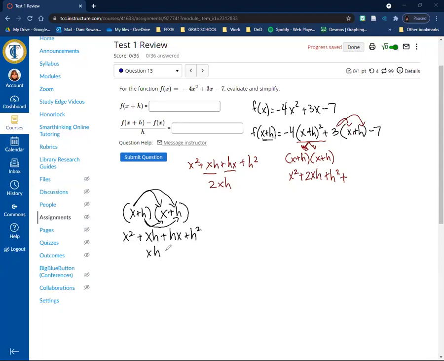Just remember, this is the same thing as this. What's 1 plus 1? 2. Yeah, so we're left with 2xh. You can bring this part down. Did that help?